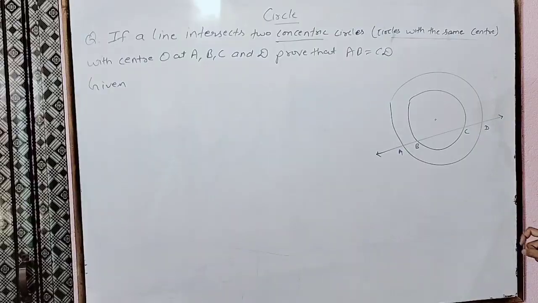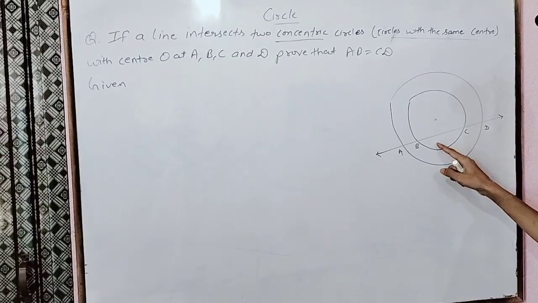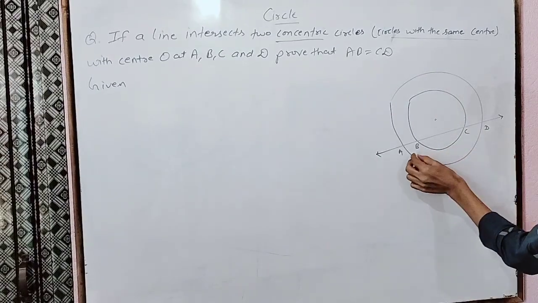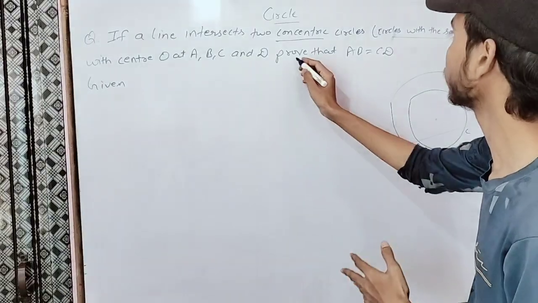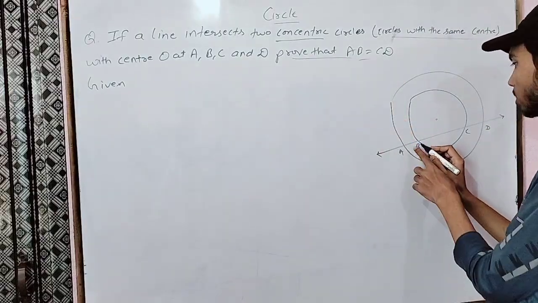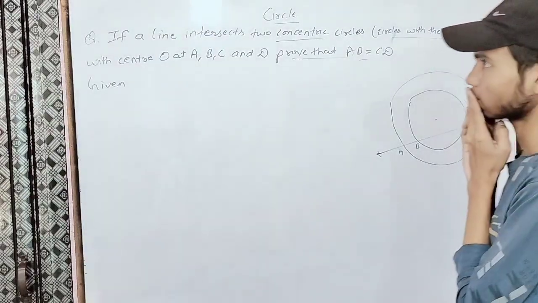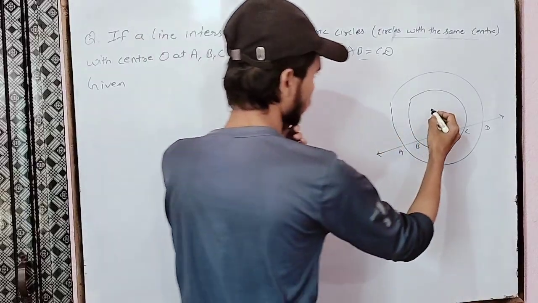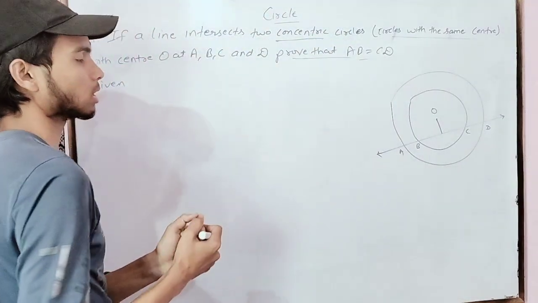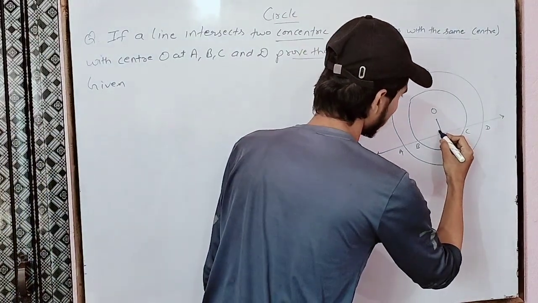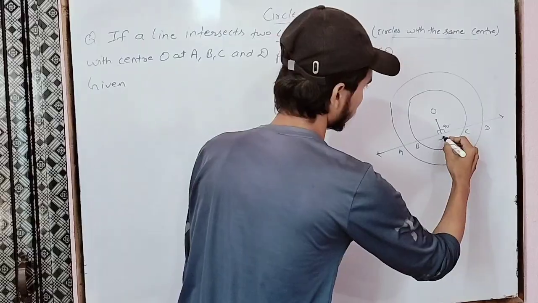There are two circles with center O, and A B C D is a line intersecting them. We have to prove that AB is equal to CD. So here this distance is equal to this distance. Clear? Now this is O. Here a line can be drawn which makes 90 degrees, which is also known as a perpendicular.